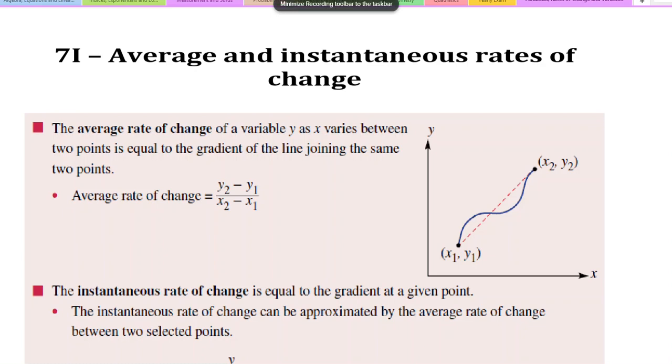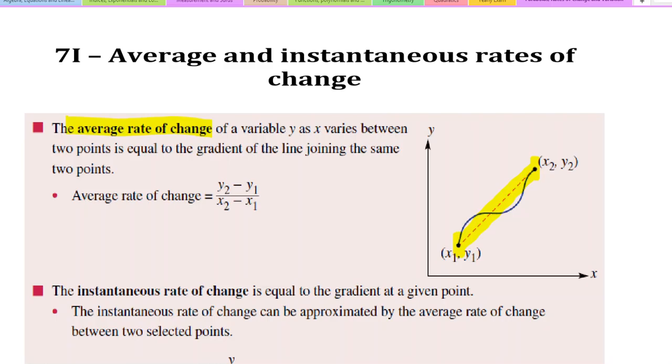Hello Year 10. Today we are looking at average and instantaneous rates of change. The average rate of change is the gradient of the line between the 2 points. So if I wanted to know the rate of change between this point and that point, I'm effectively drawing a line between those points and I want to find the gradient of that line.